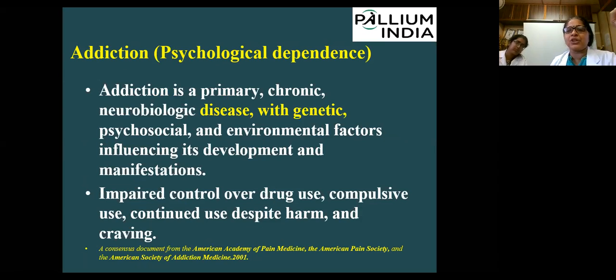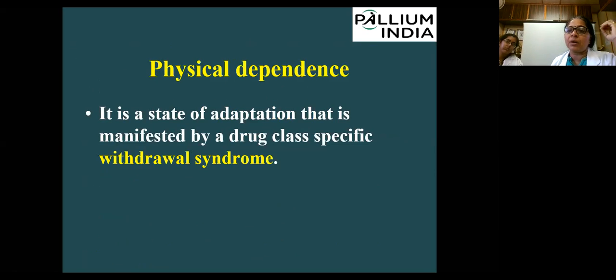So when we say addiction, it has to be a chronic neurobiological disease. It has a psychosocial element, environmental factors, genetic element to it. And this means that the person has absolutely no control over the drug use. It's compulsive and it continues despite causing him harm and causing craving. None of these do we see with our patients if we are able to titrate, explain, and treat them properly. Physical dependence is an adaptation. So when you withdraw the drug, the patient will go into withdrawal.